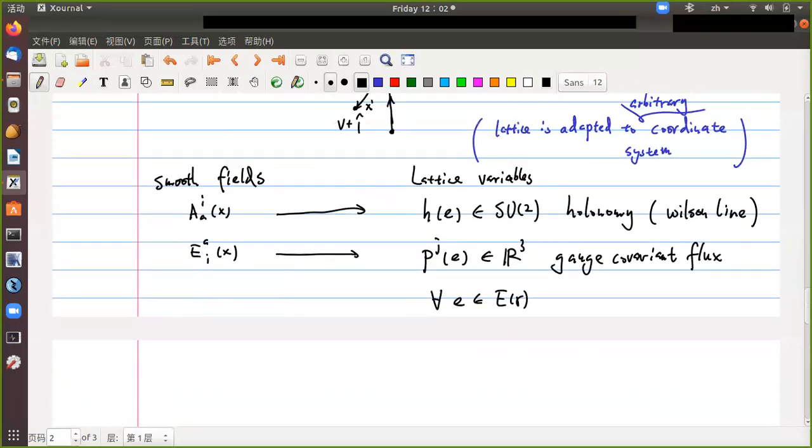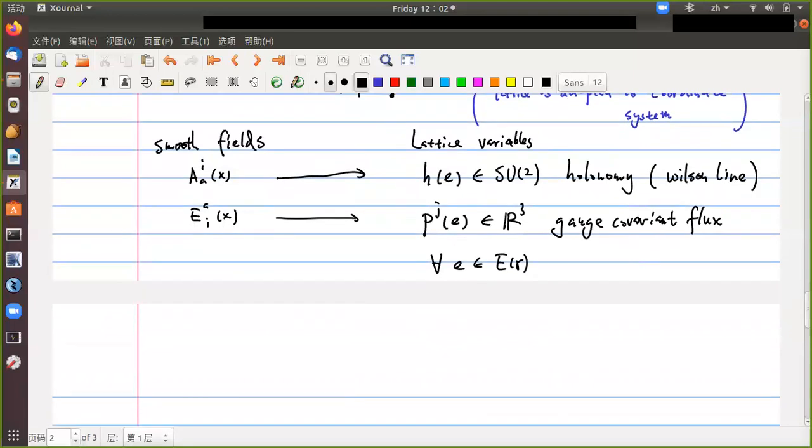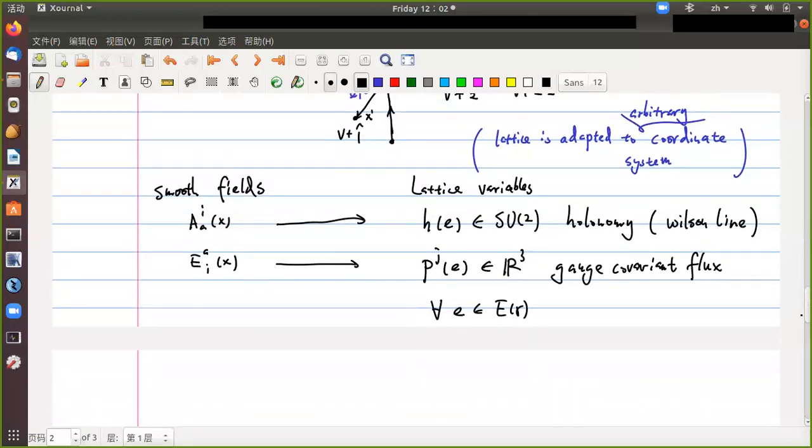In case you have a finite lattice, the number of lattice variables is clearly finite. But in case you have an infinite number of edges in an infinite lattice, the lattice variable is still infinite. But in most of the calculations, we actually assume that this lattice is finite.